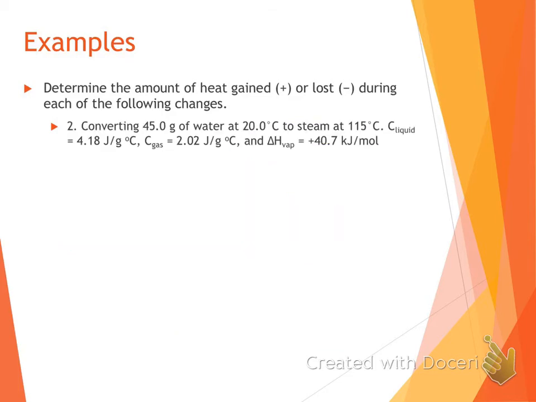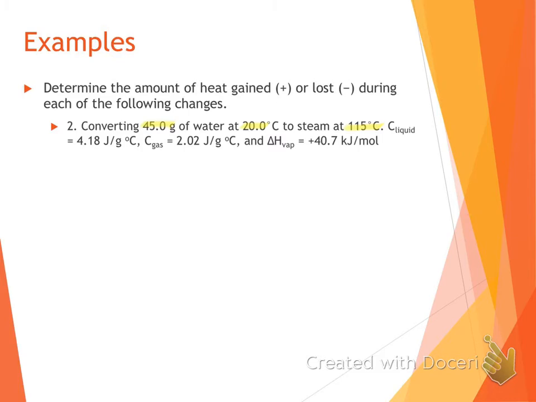Let's take a look at number 2. Again, we want to know the amount of heat gained or lost during this change. We're taking 45 grams of water from 20 degrees Celsius to 115 degrees Celsius. So we have a temperature change happening here, but we're also going to be going through a phase change. We have liquid water at 20 degrees Celsius. It's going to be steam at 115 degrees Celsius.